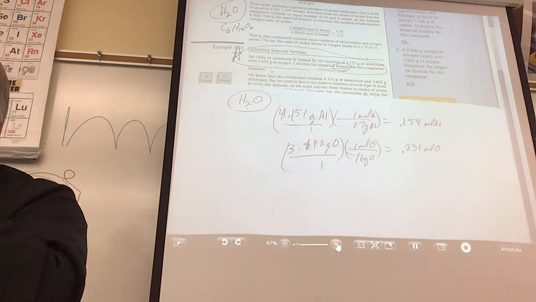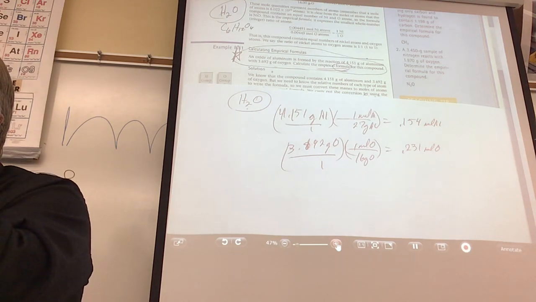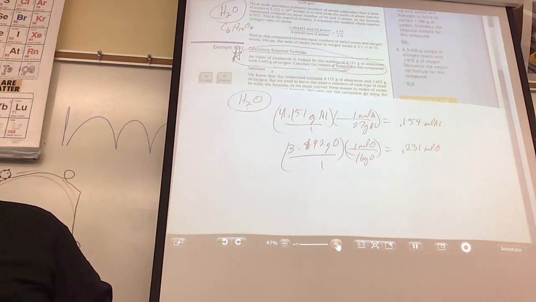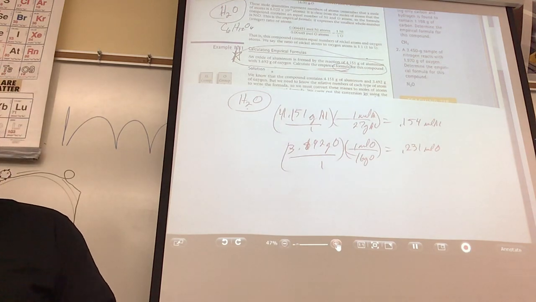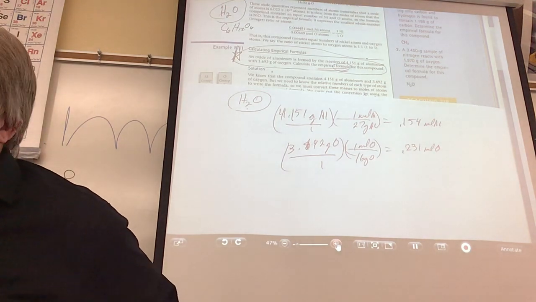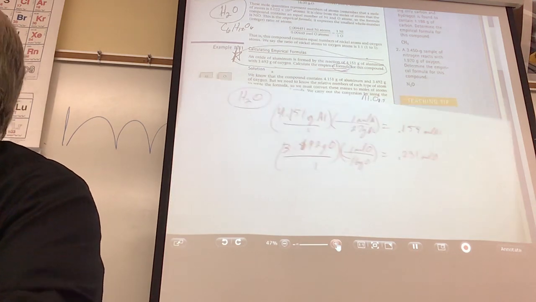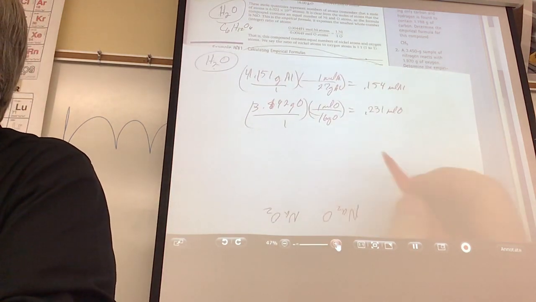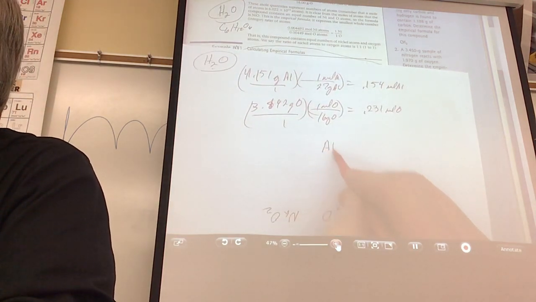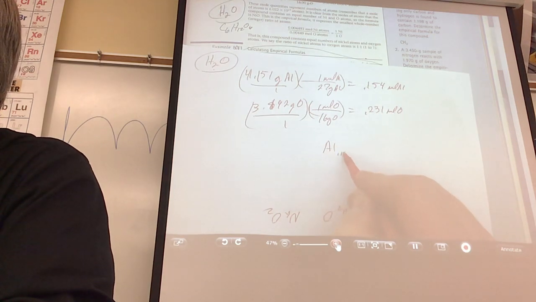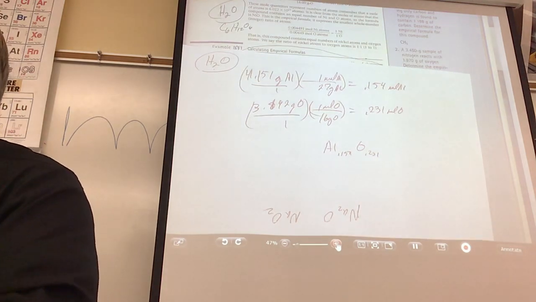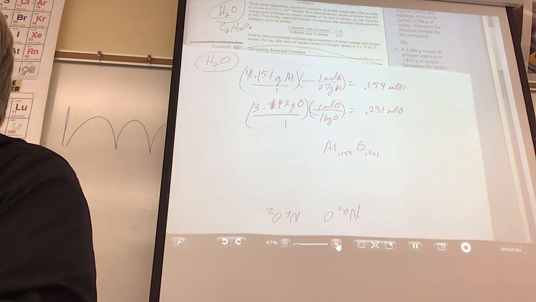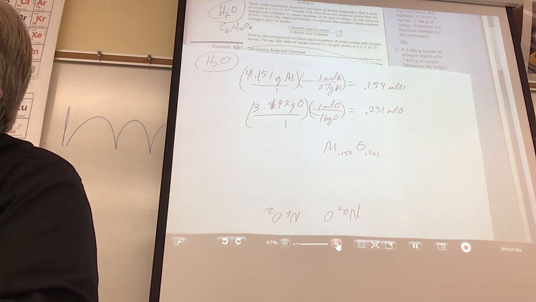Okay, did everybody get something like this? All right. Now, this is something that is kind of interesting. I don't know how much math you like, but here's the answer. It looks like your chemical is going to be Al 0.154 O 0.231. Yeah, I've seen that in many chemistry books, haven't you? None. I've never seen that in a chemistry book.